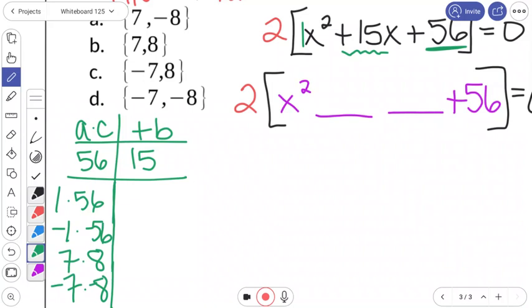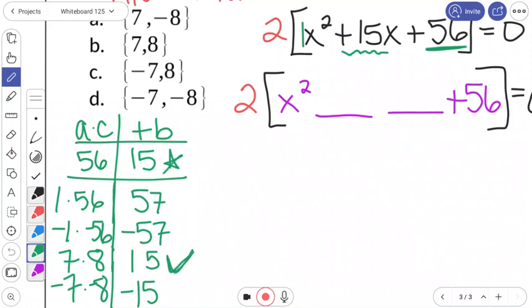So when I look at each pair of factors, what do they add to make? 1 plus 56 gives us 57, not what we wanted. Negative 56 minus 1 gives us negative 57. 7 plus 8 gives us 15, and negative 7 plus negative 8 gives us negative 15. So which one did we want? We wanted it to equal this positive 15 right here, see?